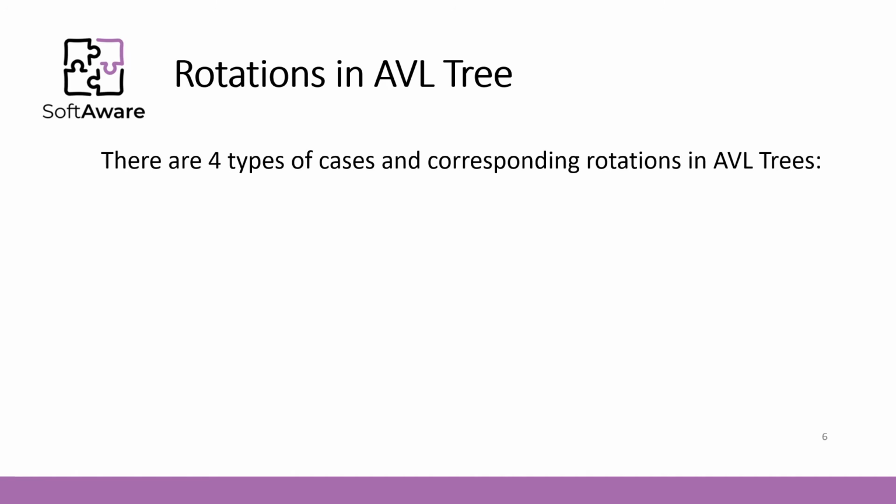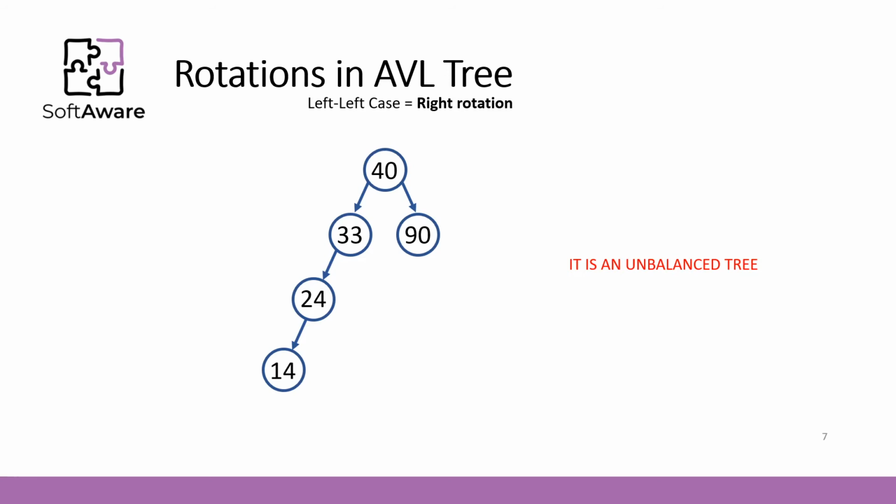So we do rotations. There are 4 types of cases and corresponding rotations in AVL tree. The first one, which we encountered just in the previous example, is the left-left case, which requires to make right rotation to balance our AVL tree. Theoretically, we can determine the case by looking at the pointer from the node that the unbalancing has occurred and go down until the latest added node. Node 33 is the node that the unbalancing has occurred, and the latest added node is 14. So from 33 to 14, we go 2 times left.